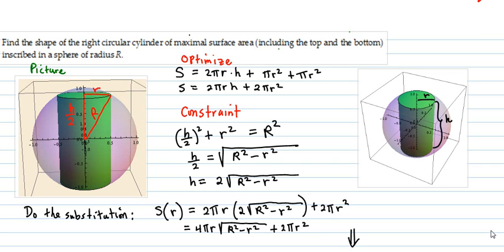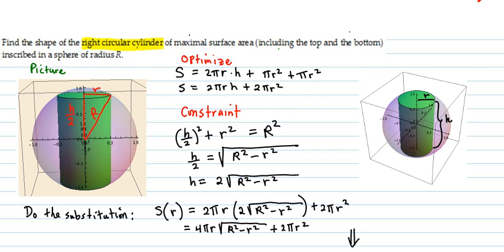So we have an optimization problem here. Find the shape of the right circular cylinder. So they mean find the R and the H, the radius and the height of the maximal surface area. So maximal surface area, including the top and the bottom. That's important. That can be inscribed in a sphere of radius R.